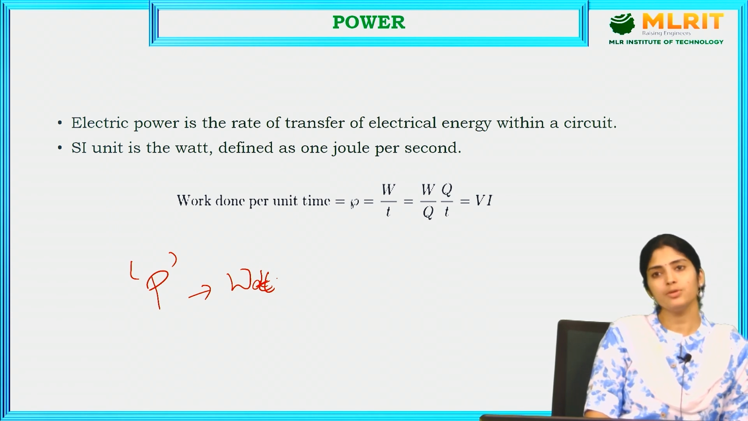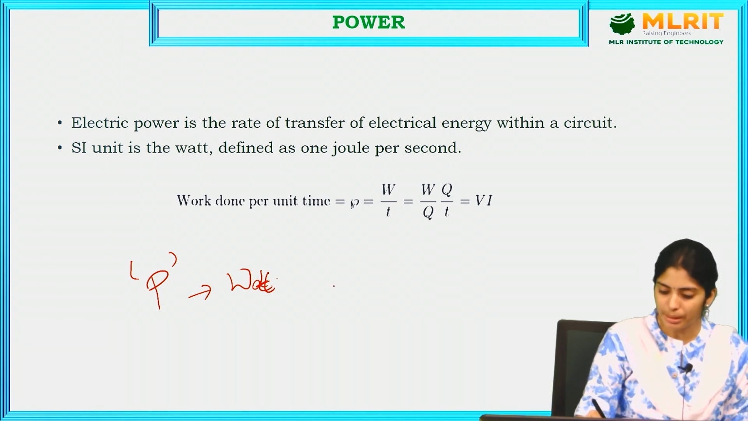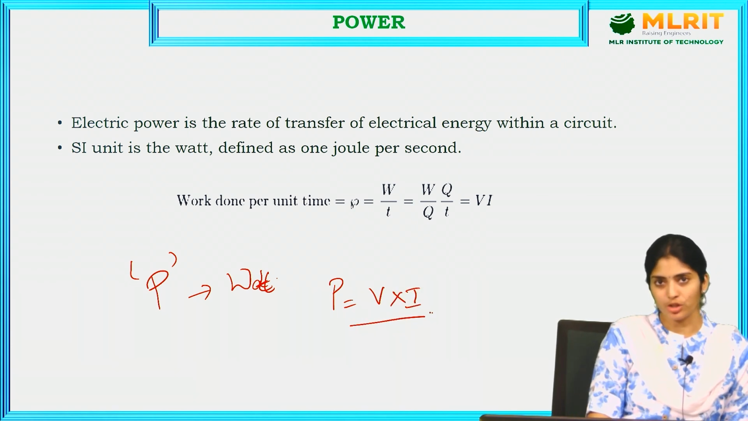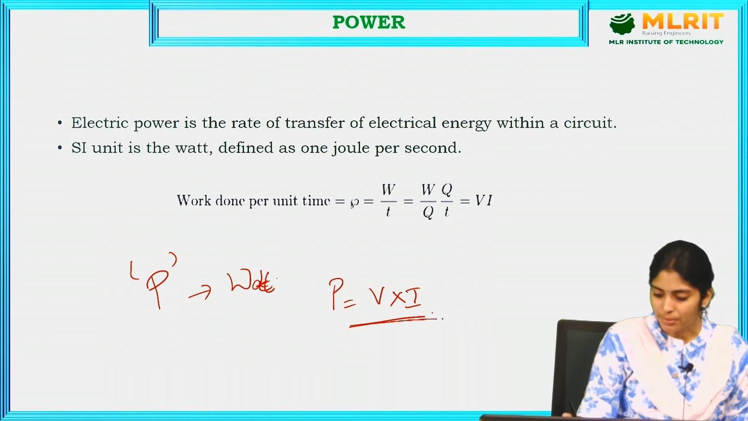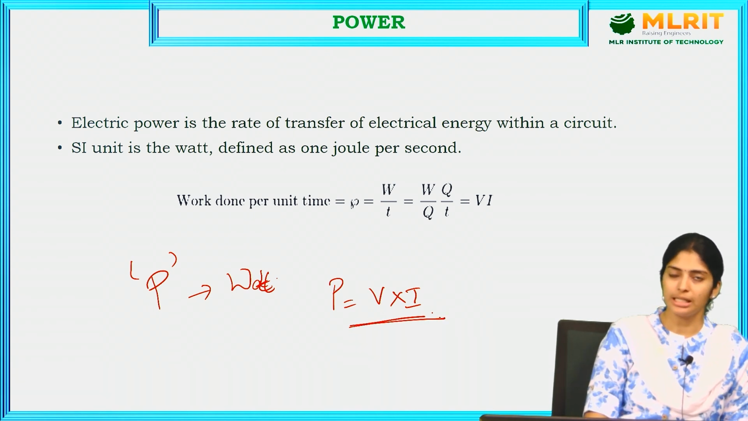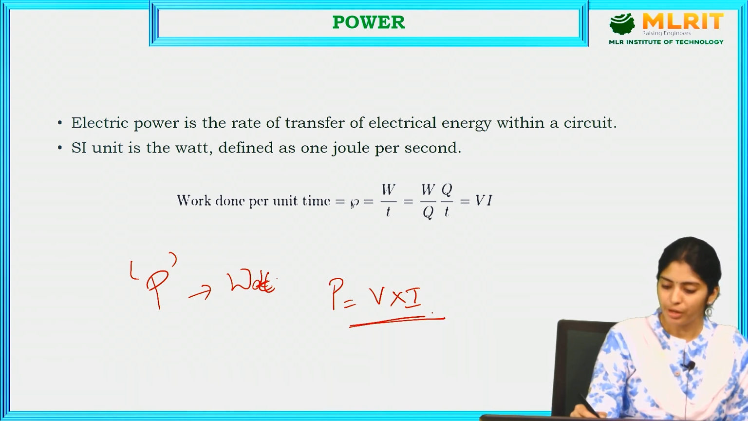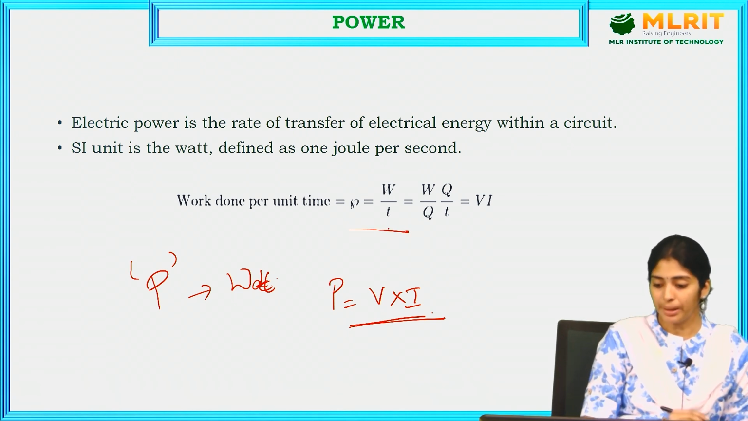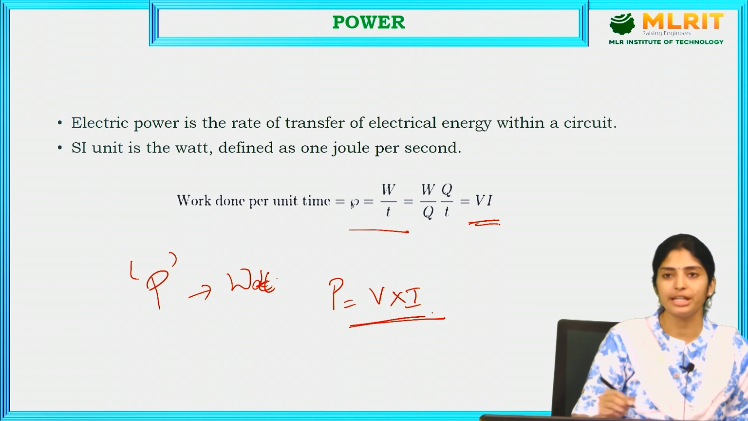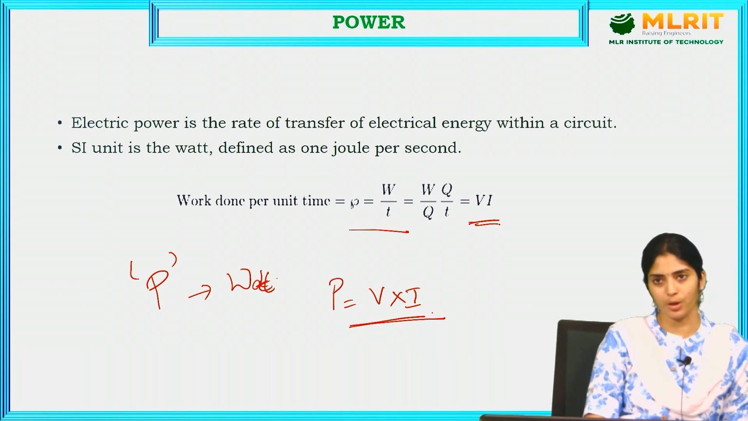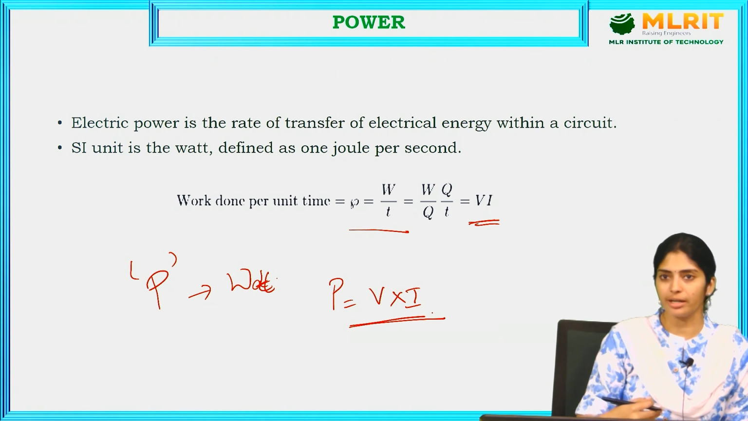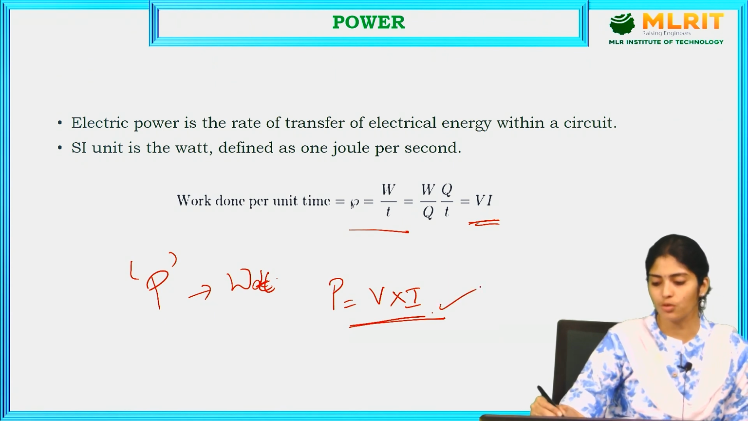In terms of voltage and current, we can determine the power as the product of voltage and current. In the electrical terminology, we define power as the product of voltage and current. In general, we can define the power as P equals W by T, meaning work done by time. But in the electrical terminology, we define it as the product of voltage and current, because everything here we discuss in terms of voltage and current. So generally, we are going to discuss this formula of power.